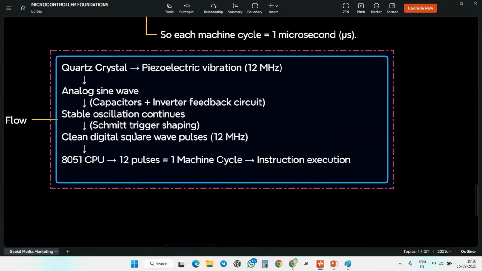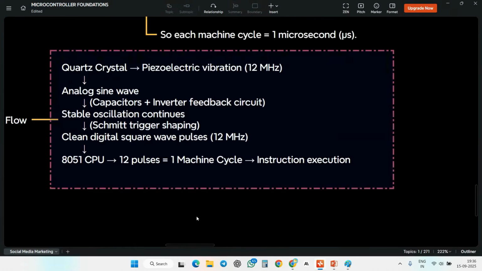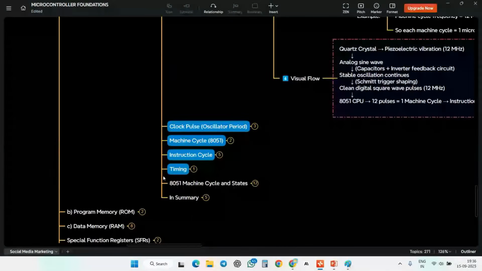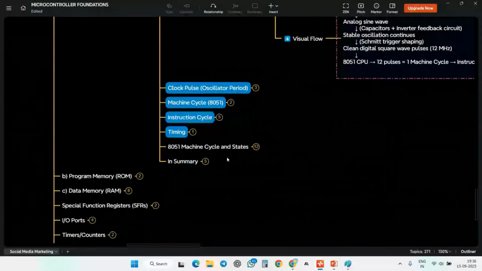After that, it is an analog-based signal. You need to convert it into square waves. Those square waves are applied to your processor. So 12 pulses are taken as one machine cycle, which is processed for one instruction execution. Okay, so that's all that has been explained here.